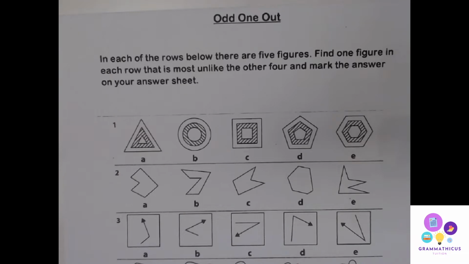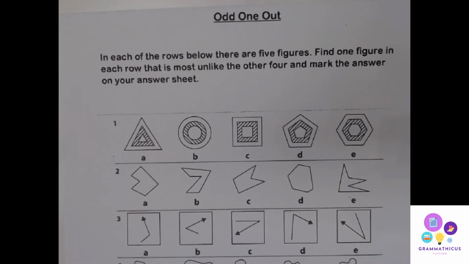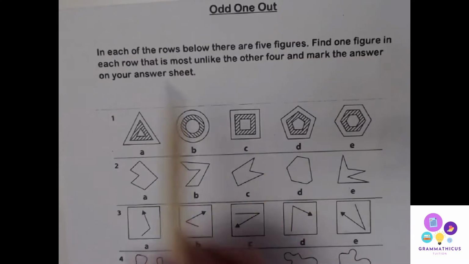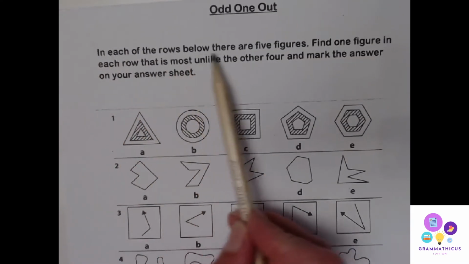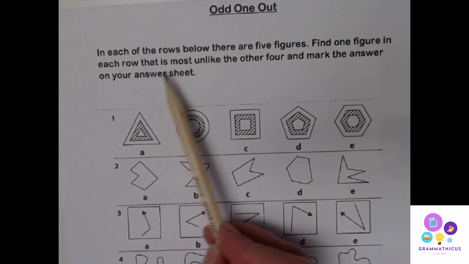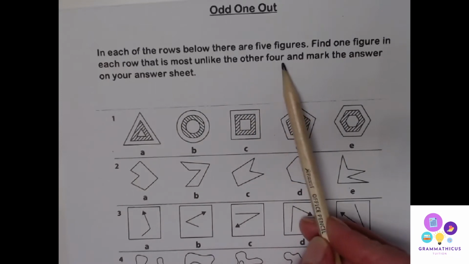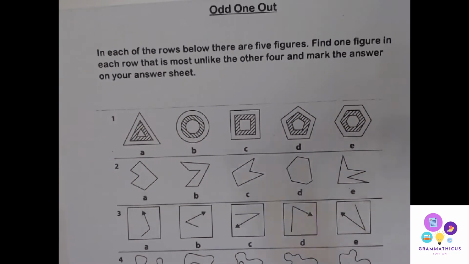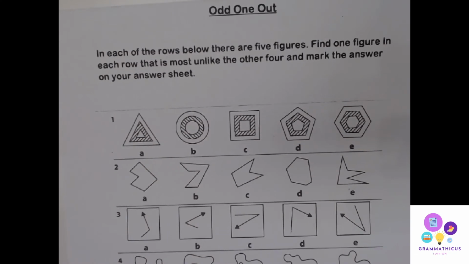Today we're going to be looking at this popular type of question which often appears on the Lincolnshire GL non-verbal reasoning paper. Okay, let's consider what the question is asking us to do today. It says, in each of the rows below there are 5 figures. Find one figure in each row that is most unlike the other 4 and mark the answer on your answer sheet. So for each of these questions today, we're going to have to try and spot differences.